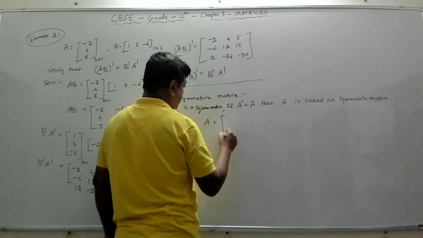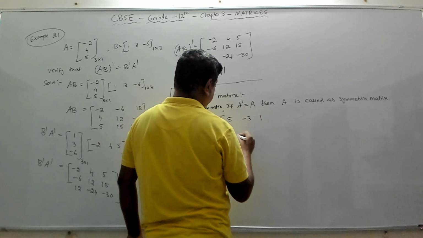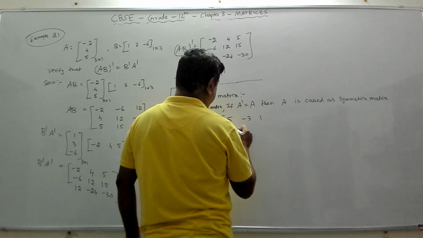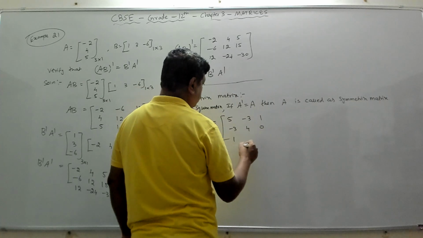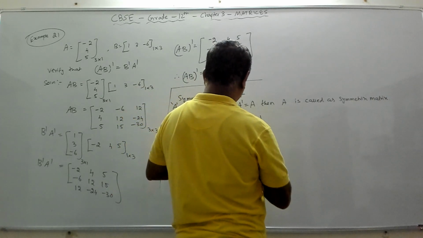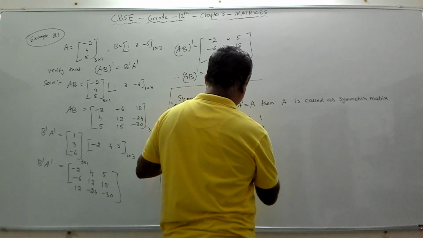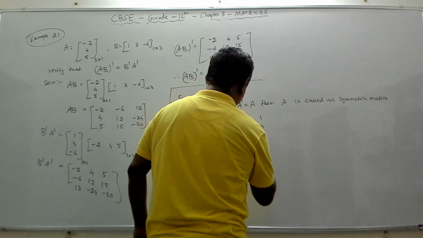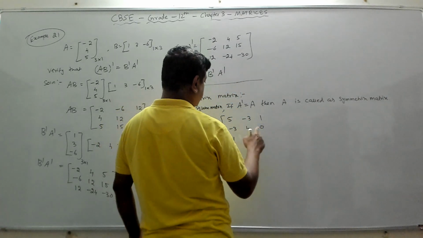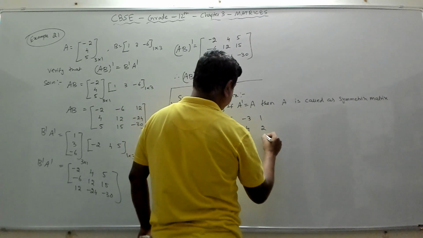Suppose the A matrix is like this: 5, minus 3, 1, minus 3, 4, 0, 1. Let's take this one as 4. I'll take this as 2, probably, right? 3, 4, I'll write here also 2. Then here it is 7.